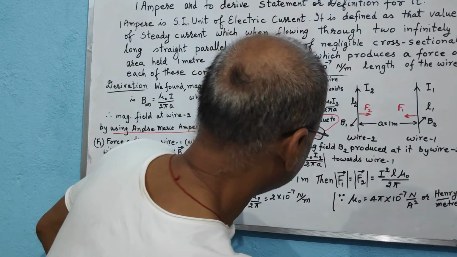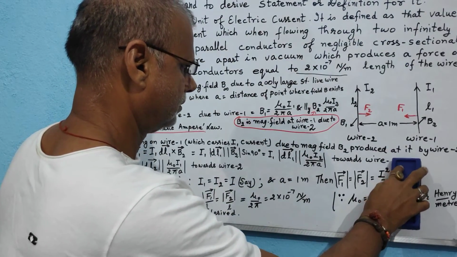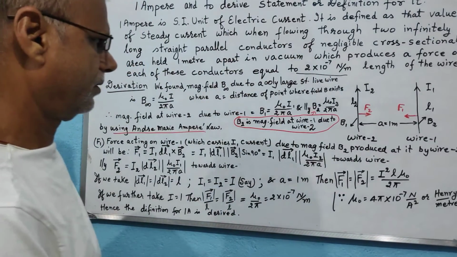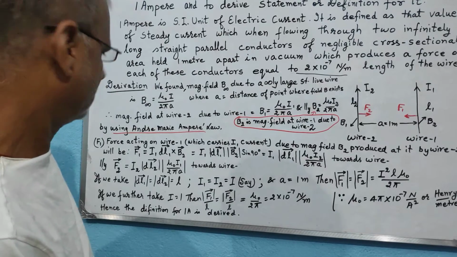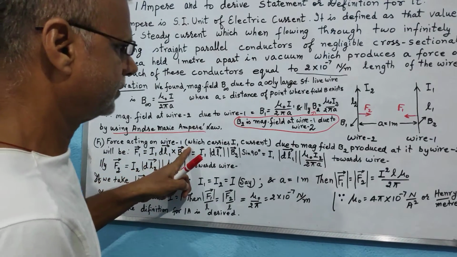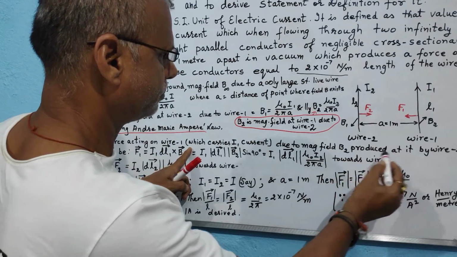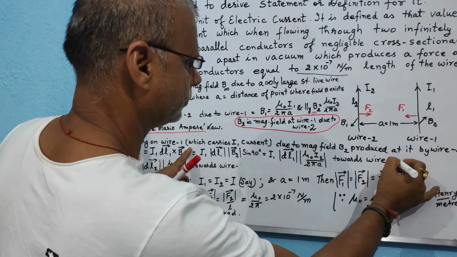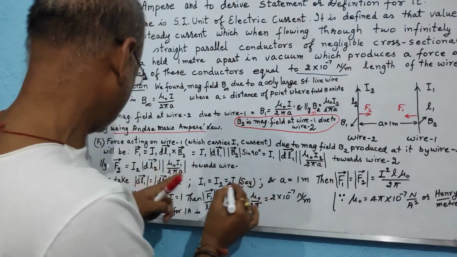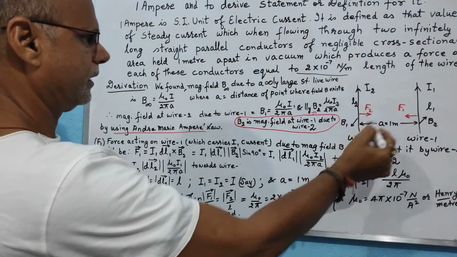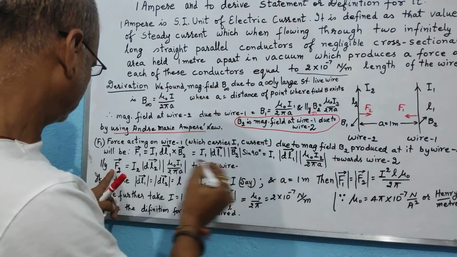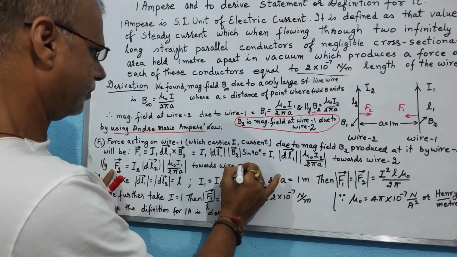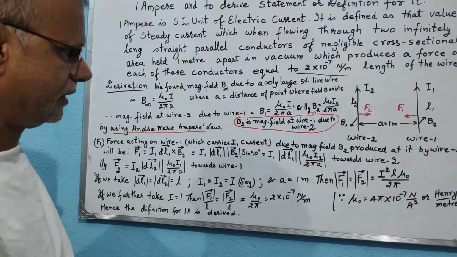So that means the force acting on the first wire, due to the magnetic field B2 produced at wire 2, is towards wire 2, and the force acting on the second wire due to the magnetic field produced by the first wire is towards wire 1. So now we have rectified it.